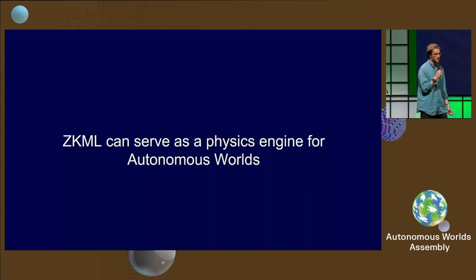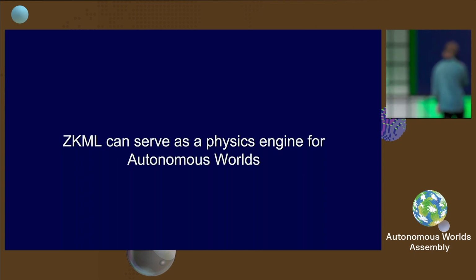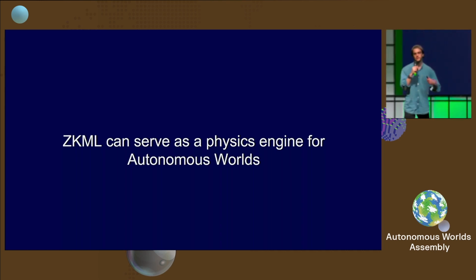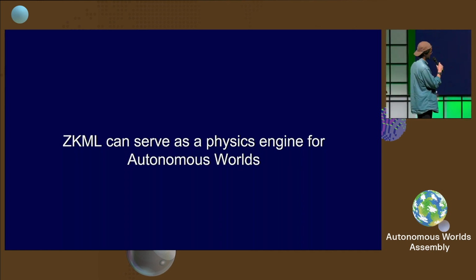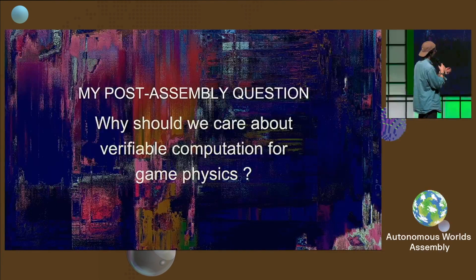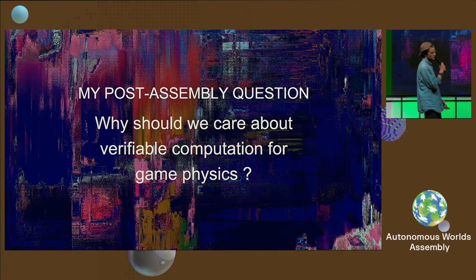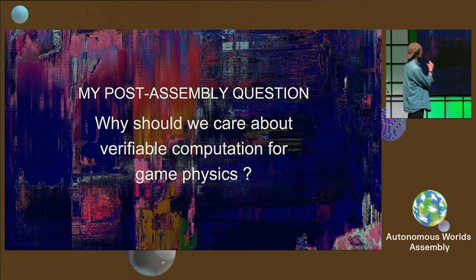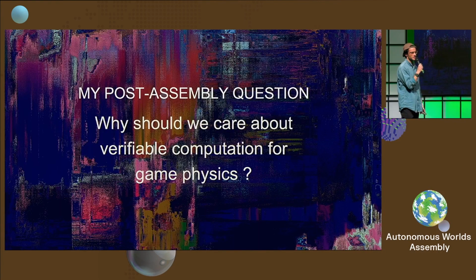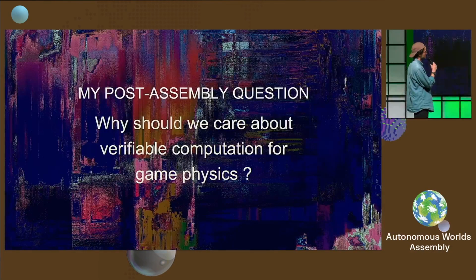Cool. So if there's one takeaway that I would want to push on you guys, it's that ZKML is a plausible candidate, by virtue of the fact that it's not restricted solely to neural networks and machine learning, for a physics engine for autonomous worlds. And my post-assembly question follows on top of this, which is why should we care about verifiable computation for game physics at all? Thank you.